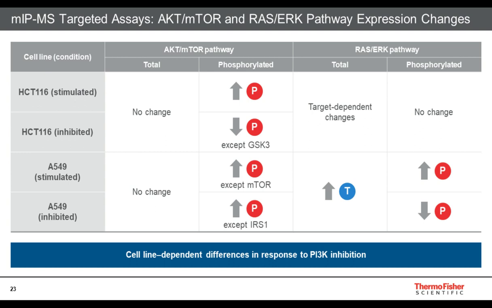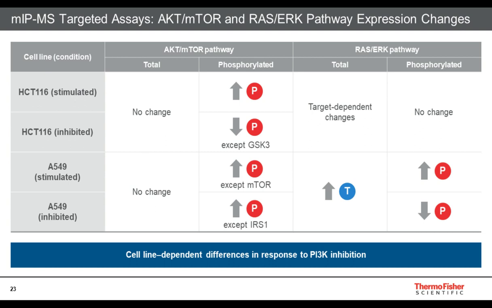Multiple phosphorylated AKT mTOR pathway proteins showed upregulation upon human IGF-1 stimulation and downregulation in the PI3K inhibited HCT116 cancer cell lines, except the GSK3 alpha and beta. In A549, on the other side, the phospho-AKT mTOR pathway targets were upregulated except mTOR, but they were not inhibited upon the drug inhibition, except the phospho-IRS1.